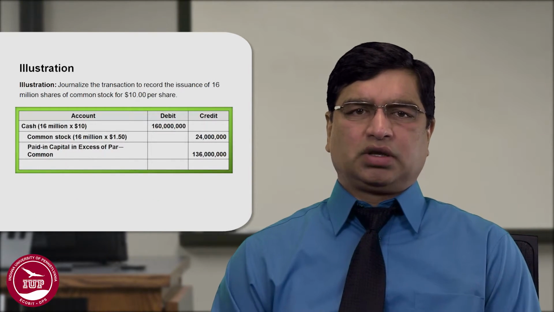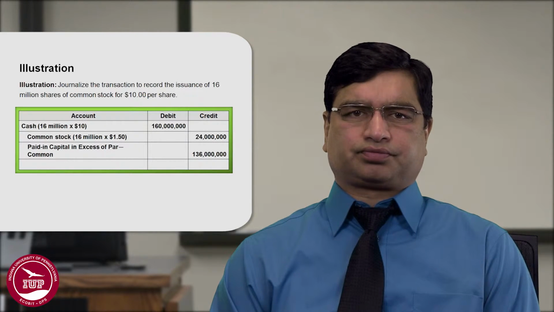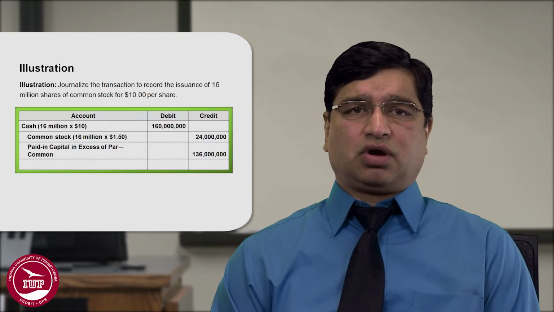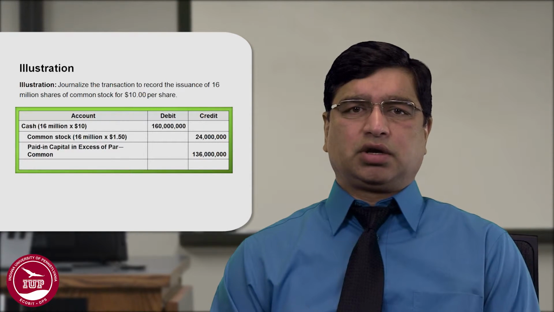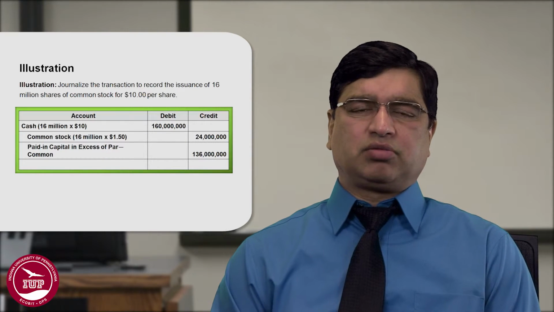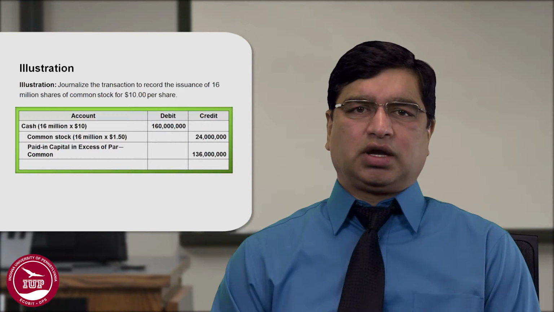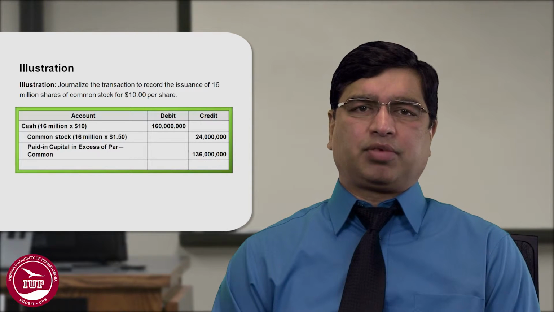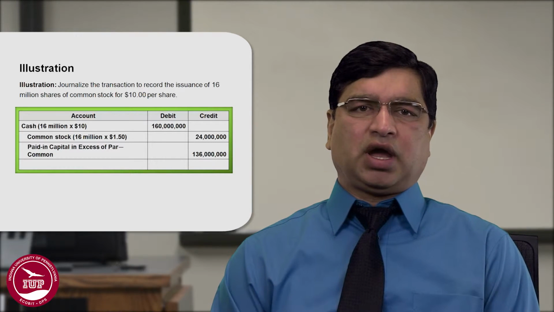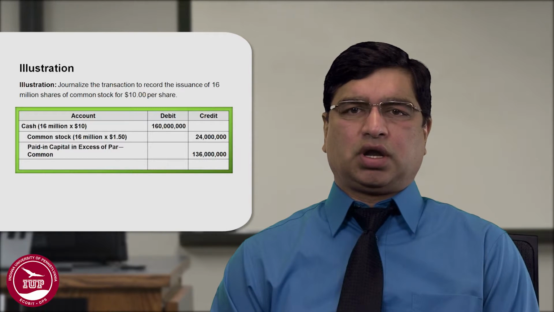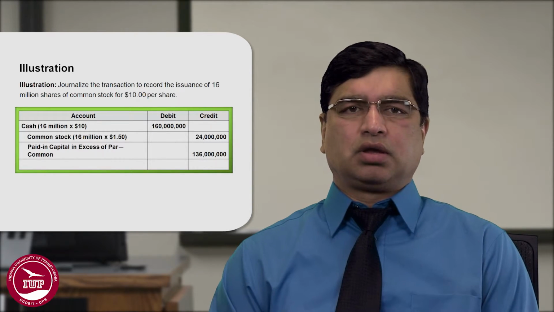So starting from the issuance of common stock, common stock is credited by $24 million for 16 million shares at $1.50 each, and the remaining goes to the paid-in capital in excess of par for common stock for $136 million. You're receiving cash at $10 a share for 16 million shares, that is $160 million.